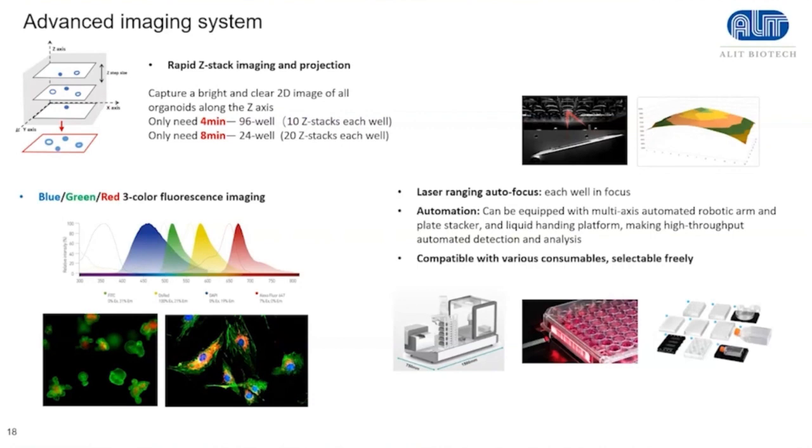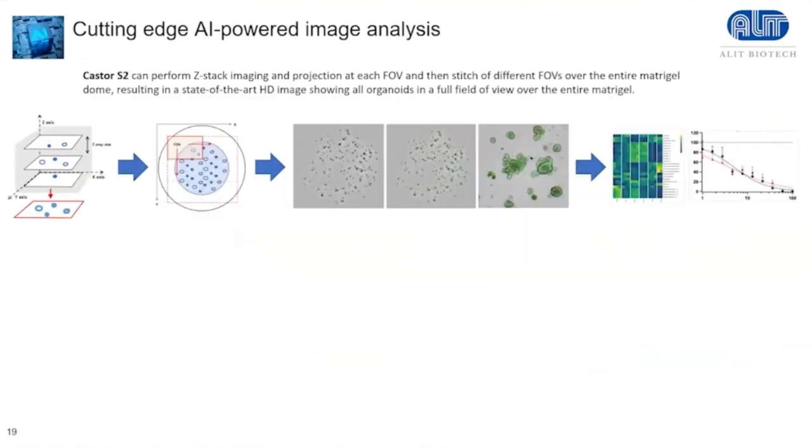And it has 3 fluorescence image channels: blue, green, and red. Also, with the automatic workstation, it is ready for high throughput automation, compatible with various consumable modes, selectable freely in the software, including from 6 to 384 well plates. This is a basic process for the CAST-S2.